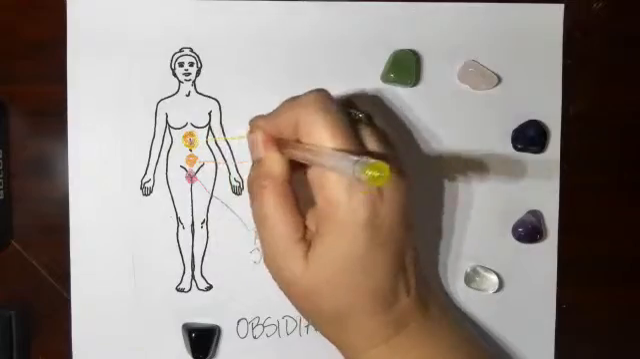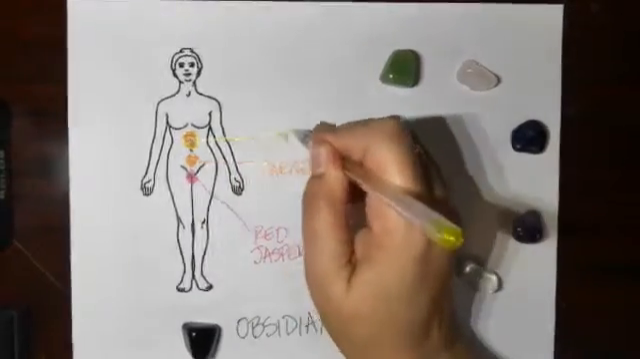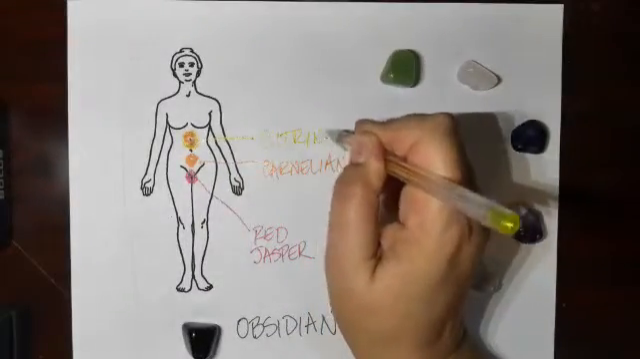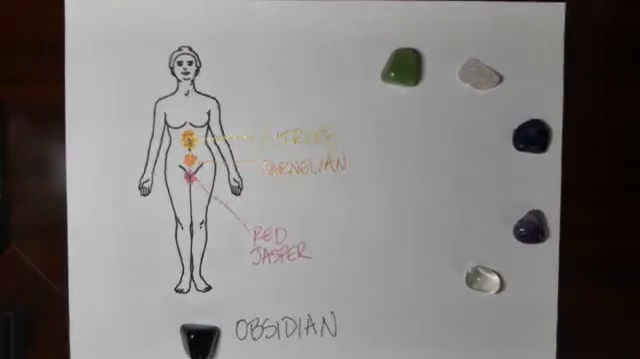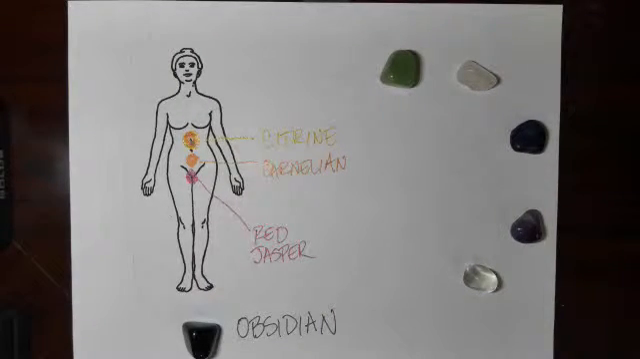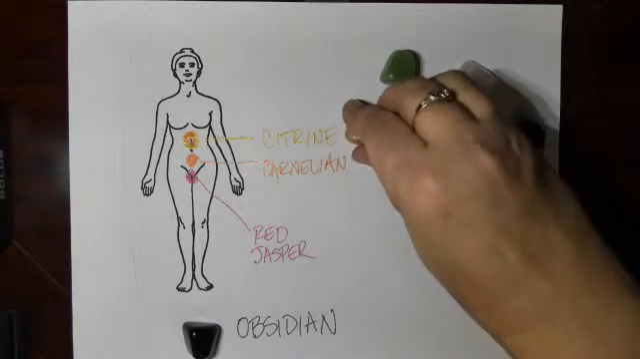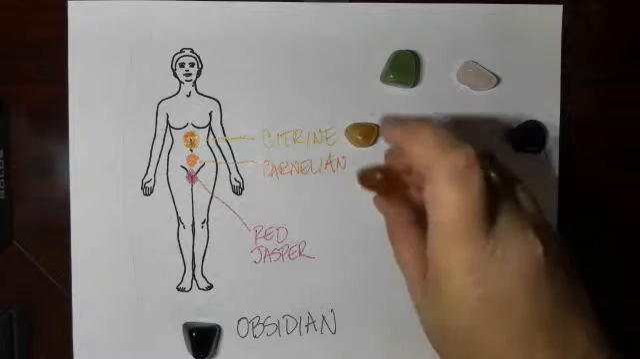And this third chakra, once again, is citrine. Citrine is really great. If anybody is a business owner, it's really great always to have a piece of citrine in your cash register because it's known as the merchant stone.